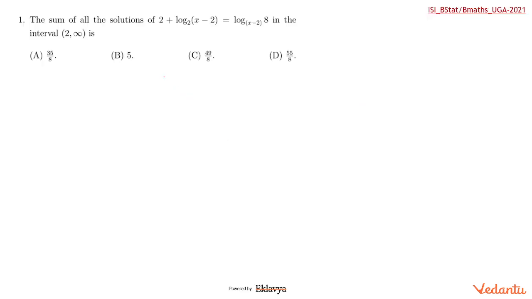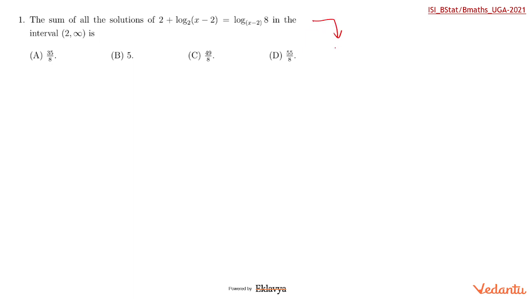Coming to the paper, the very first question is: the sum of all the solutions of 2 plus log of x minus 2 to the base 2 is equal to log of 8 to the base x minus 2, in the interval 2 to infinity. Clearly, the base of any log should not be 1.